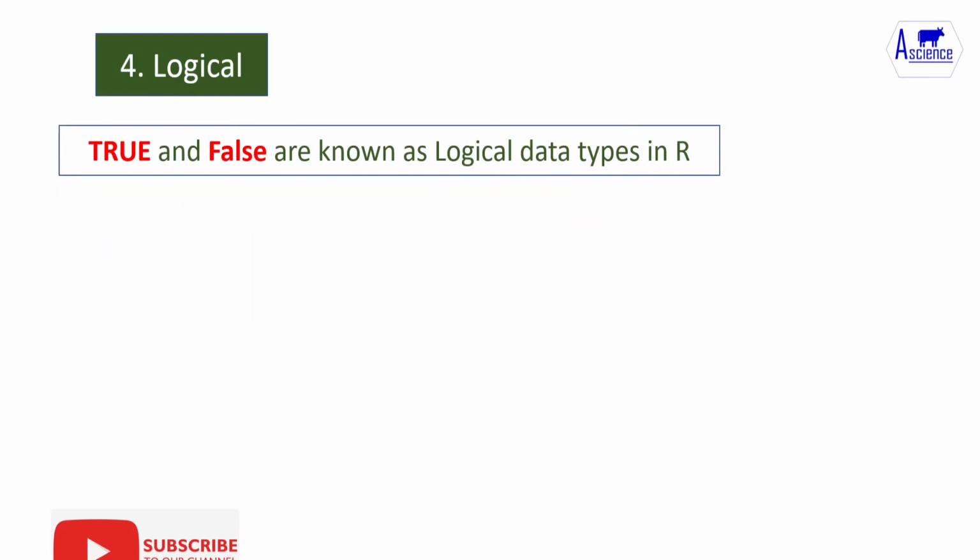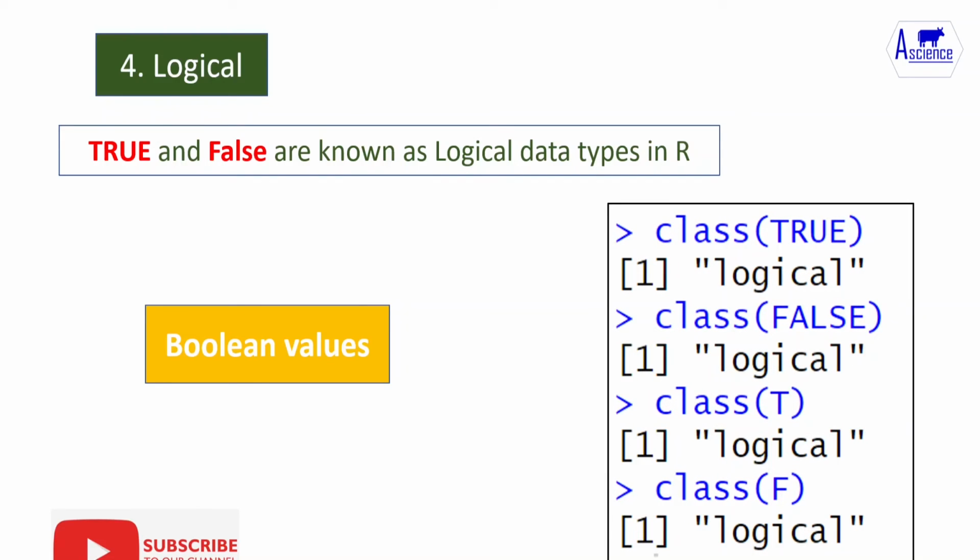The next data type is logical. TRUE and FALSE are known as logical data types in R. They are also called Boolean values. In R, TRUE and FALSE can also be used in abbreviated form as capital T or capital F.